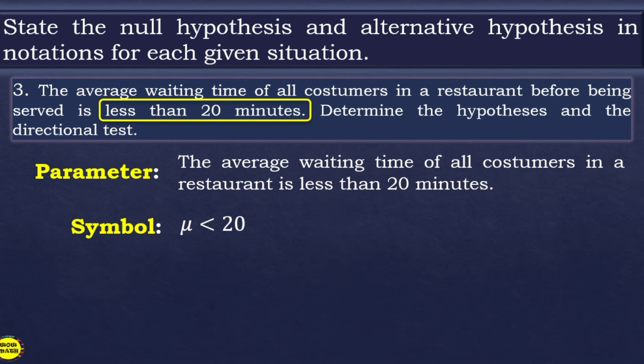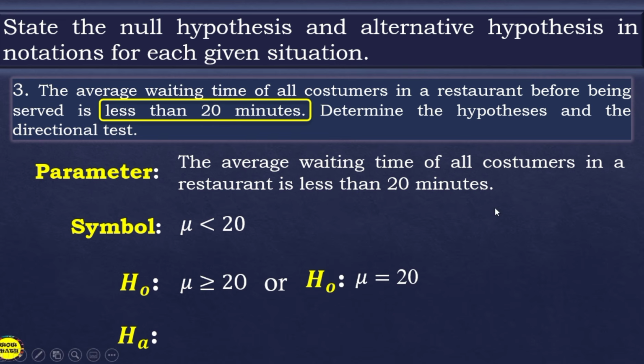So, ibig sabihin, kapag less than yung alternative hypothesis natin, ang magiging null hypothesis natin ay greater than or equal. Or pwede rin na may gumamit ng equal sign. Again, since less than yung claim natin, magfo-fall under alternative hypothesis yan. So, kapag less than, dapat nasa alternative hypothesis. Baka ilagay nyo sa null hypothesis natin. So, again, kapag less than ang nasa alternative hypothesis, yung symbol na gagamitin natin sa null hypothesis ay greater than or equal.